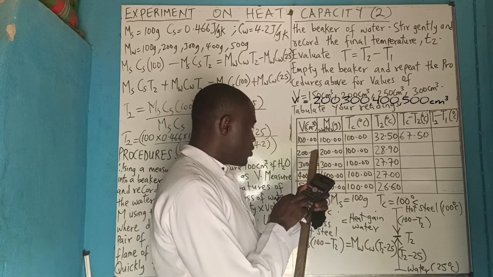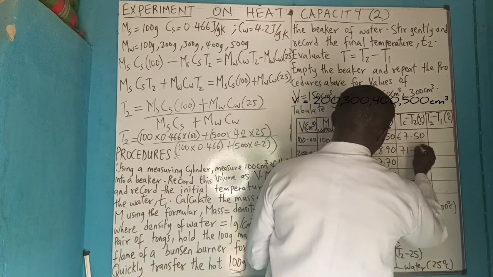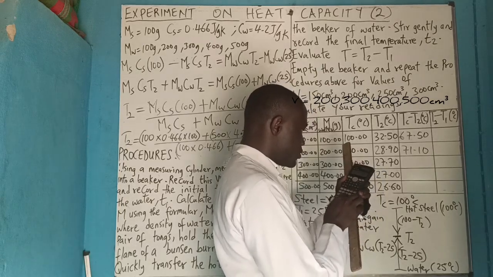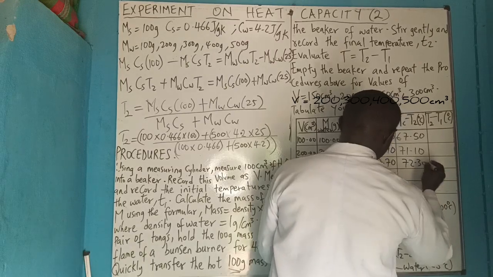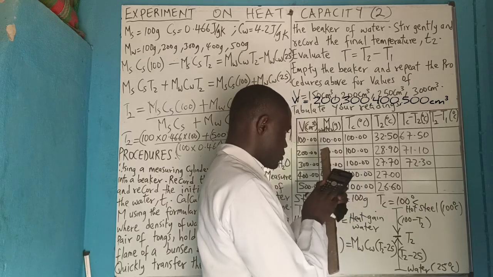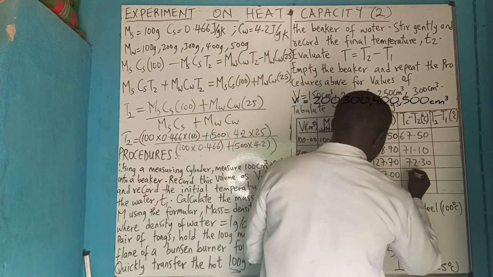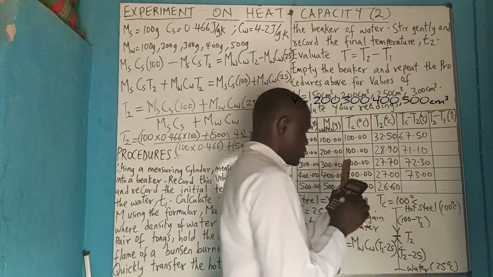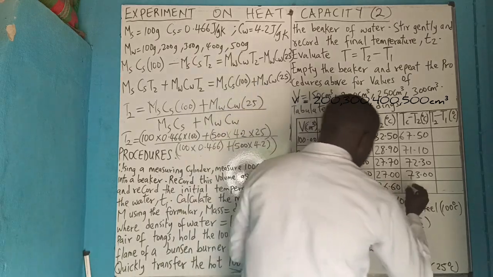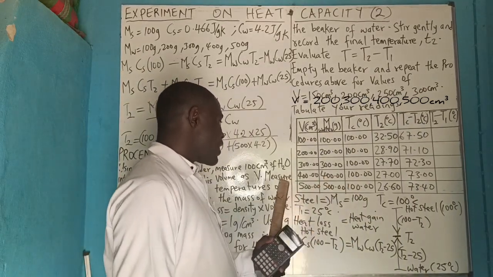Okay. 100 minus 28.9, 71.10. 100 minus 27.7, 72.3. 100 minus 27, 73. 100 minus 26.6, 73.40. You get it.